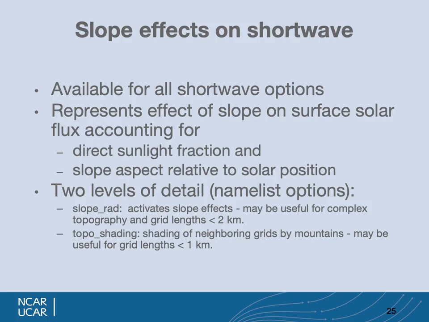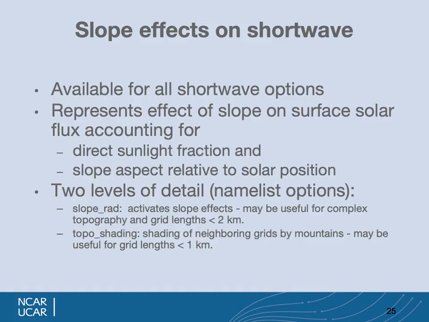An additional feature of shortwave radiation that we have in WRF is the effect of slopes. So this only affects the shortwave impact on the surface. For example, a south-facing slope during the daytime in the northern hemisphere will have more radiation than a flat surface. So this accounts for the slope, the resolved slopes in the model, and how they impact the shortwave impacting the surface. So it accounts for the direct sunlight fraction, because you only get this effect for direct sunlight, and the slope aspect relative to the solar position.